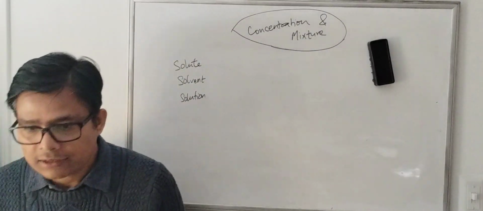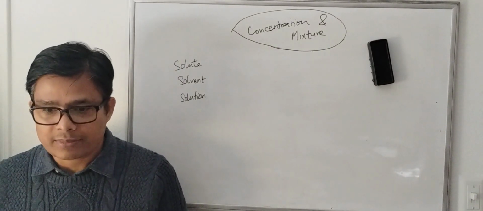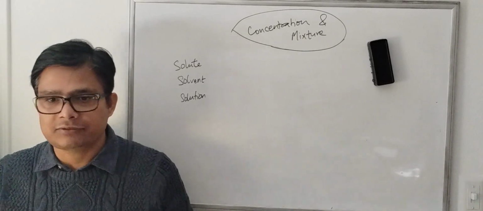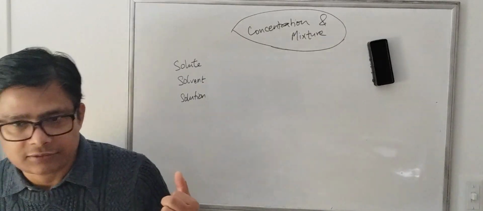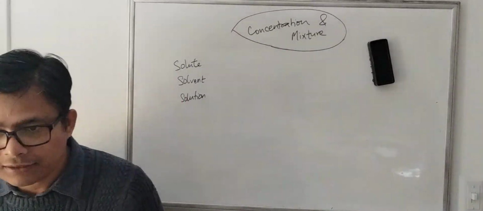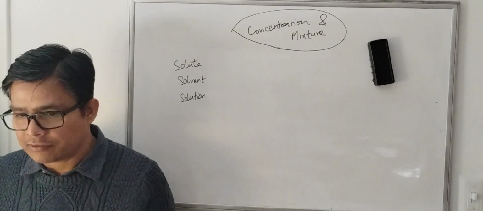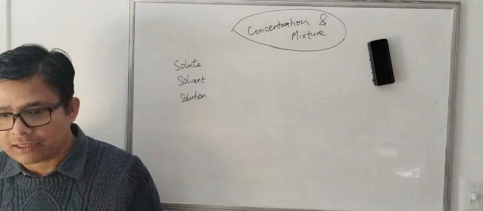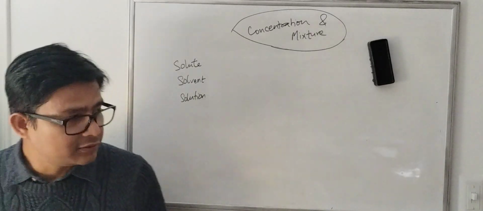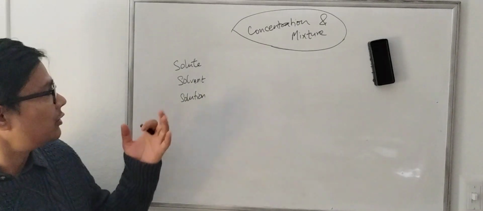Okay, so let's talk about the concentration and mixture problem. These two things are kind of related. A mixture can be made by mixing two items, but here we are talking about these three things: solute, solvent, and solution. The solute is the item that you want to dissolve in water or in any liquid, and your solvent is the liquid that you are using to dissolve the solute, and the solution is the mixture you get after dissolving the solute in the solvent.